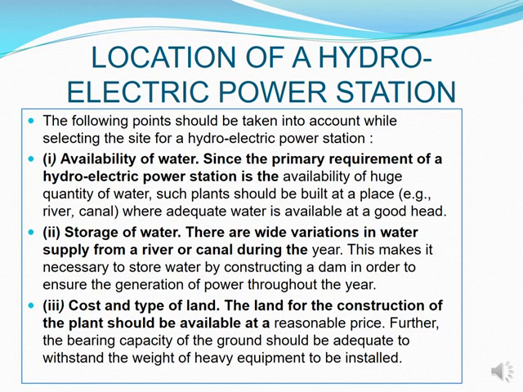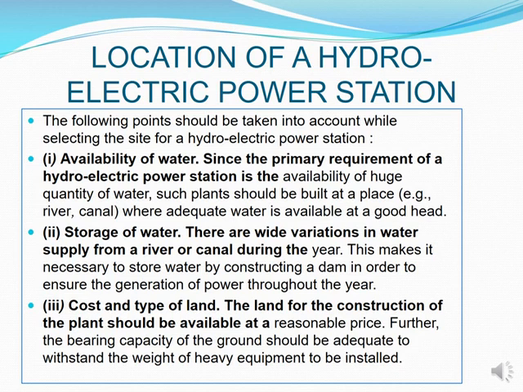Then, looking at the location for these hydroelectric power stations, we want them at sites where the availability of water is not an issue, since the primary requirement is the availability of huge quantities of water. So you'd want to build these in places where there is a river or a canal so that you can have adequate water available.